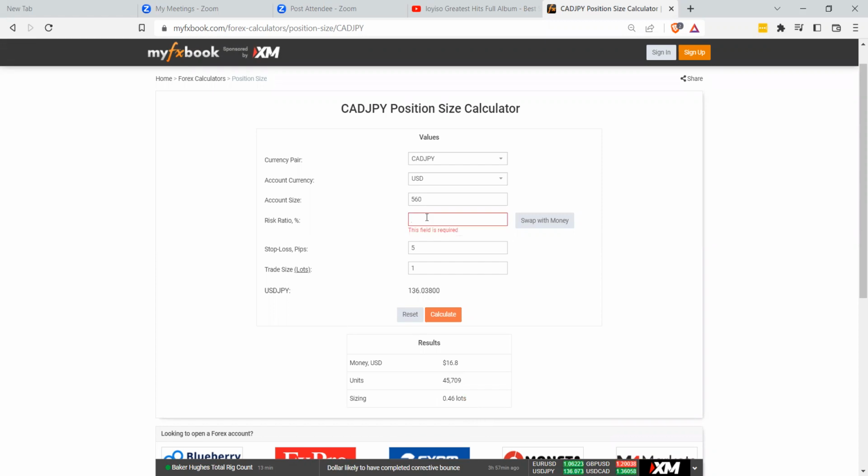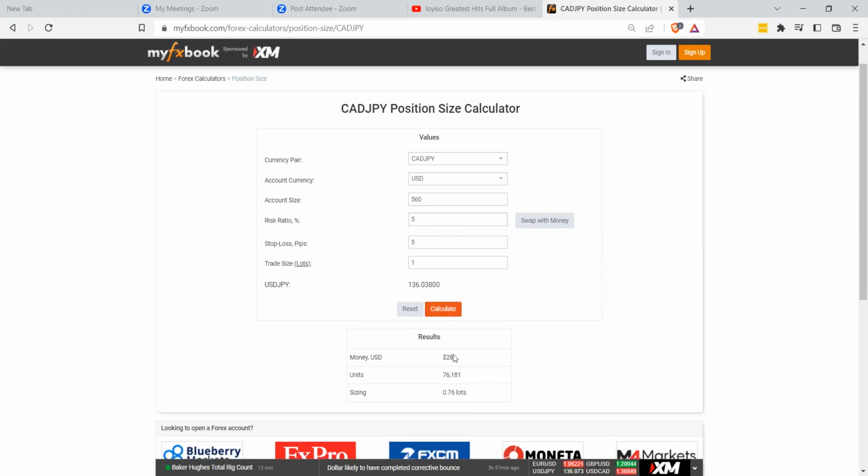If your risk is higher, for example, you just come to your risk ratio and change it to, let's say, 5. If you use 5, click on calculate, you can see your lot size has increased to 0.76. So if you lose that trade, you'd have lost $28. All right. If your risk ratio is 1%, change it to 1, calculate. That means you use 0.15. If you are trading aggressively, for example, just come here, change, let's say 10%. So for 10%, the lots are now 1.52. Right? When you change any parameters here, the lot size you will use will change.